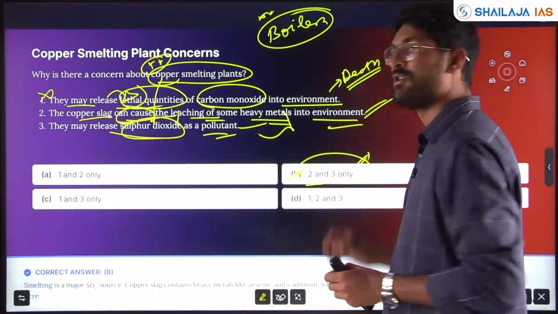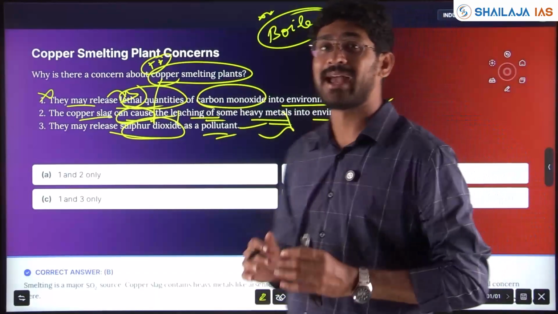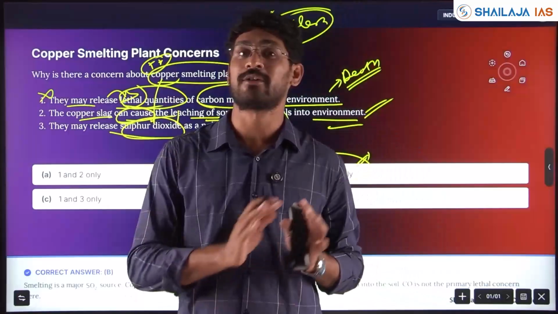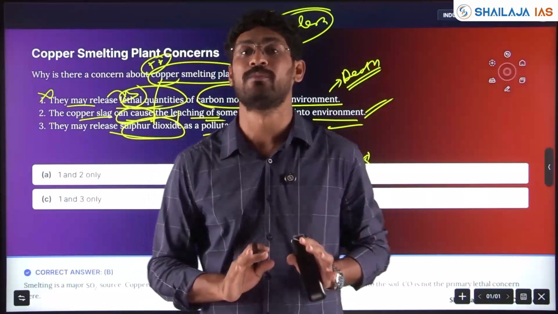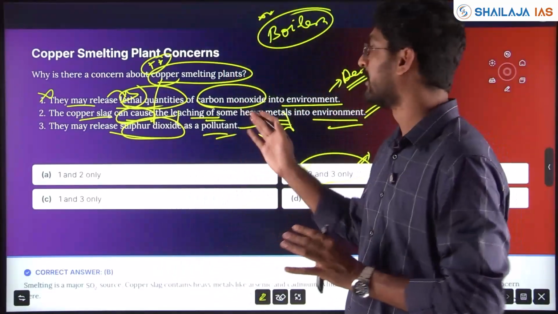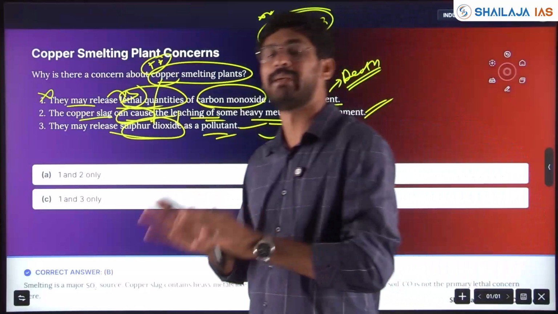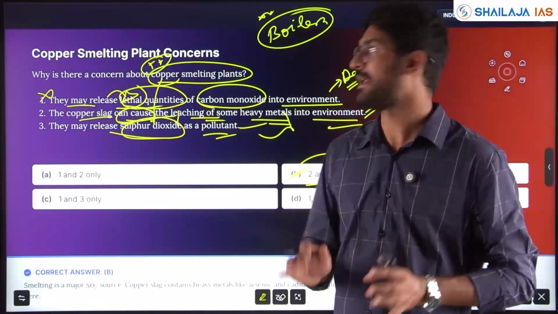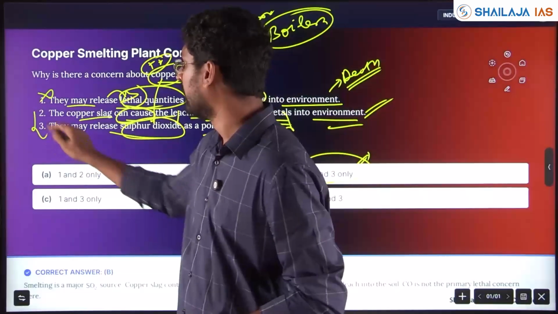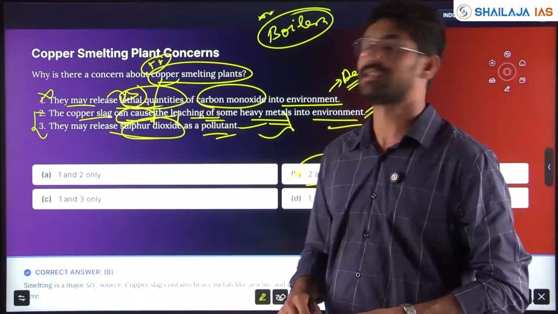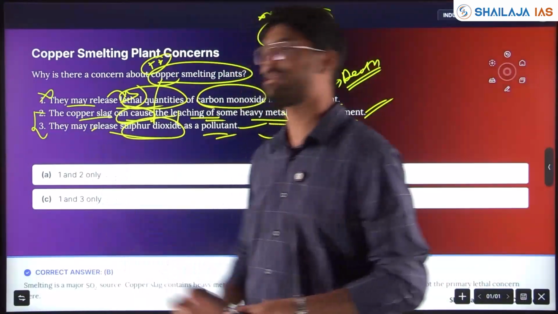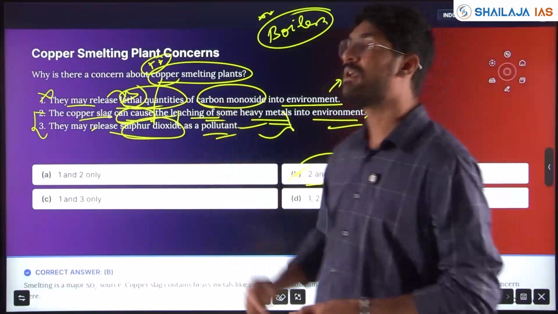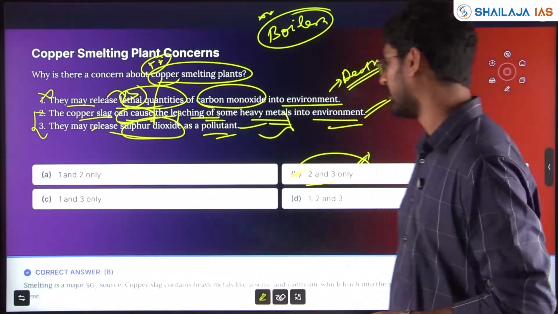This is the knowledge needed: which gases are released that are very poisonous or cause certain death to humans and other living organisms, and which pollutants are released untreated, which also harm the environment but are not very lethal. Copper slag will leach heavy metals into soil and water, and they may release sulfur dioxide also, but not a lethal quantity of carbon monoxide.